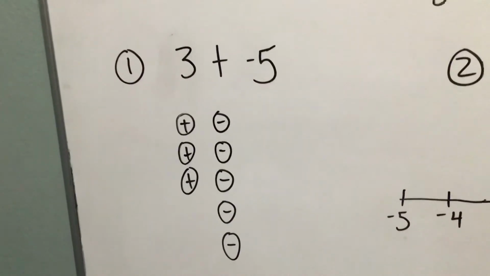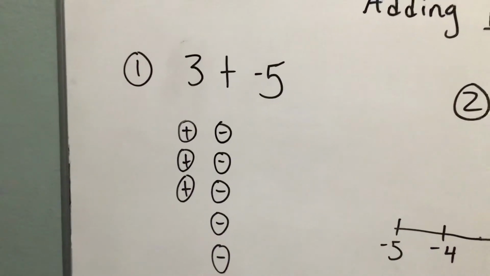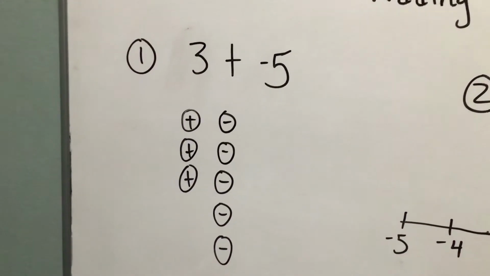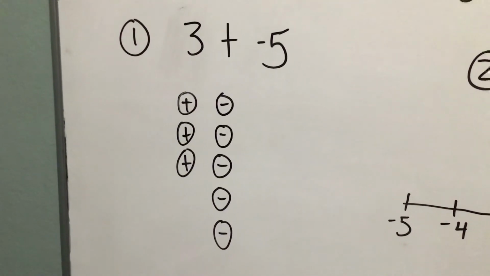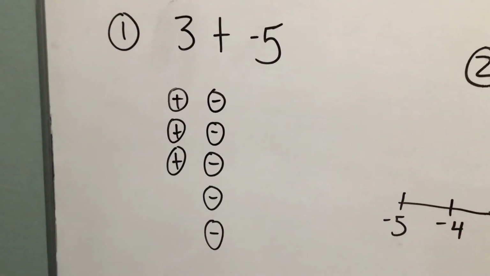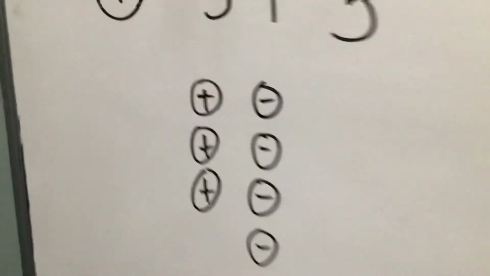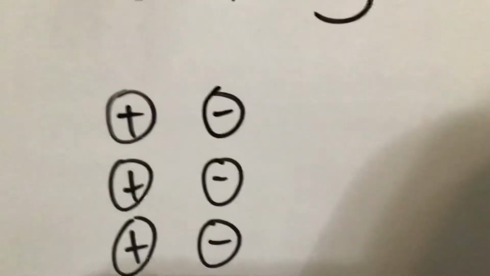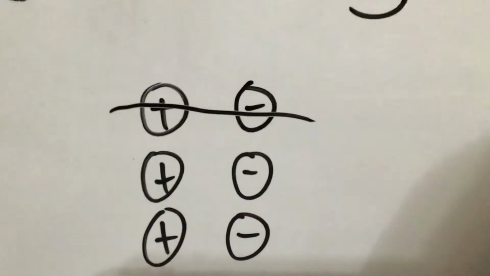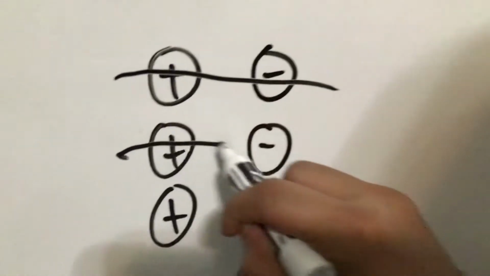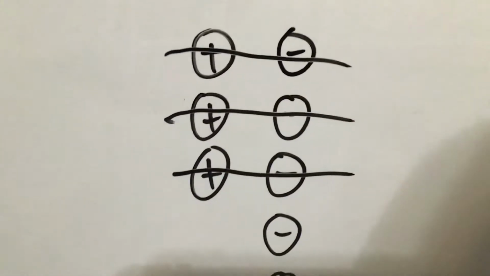The first thing you have to understand in order to solve this is that when you have positives and negatives, think of them as enemies. They don't like each other. They do not get along. So when you have a positive and a negative, they cancel each other out. For example, right here, positive and negative, they don't like each other, they cancel each other out. Positive and negative, they cancel each other out. Positive and negative, they cancel each other out.